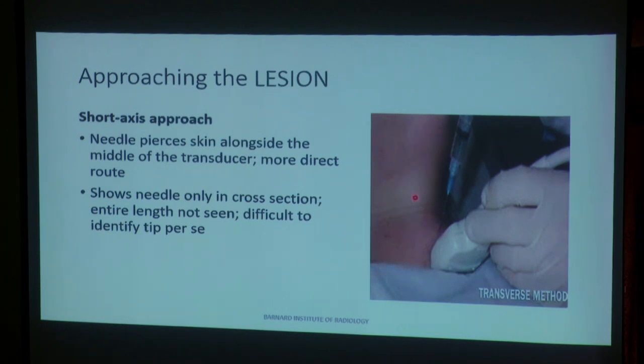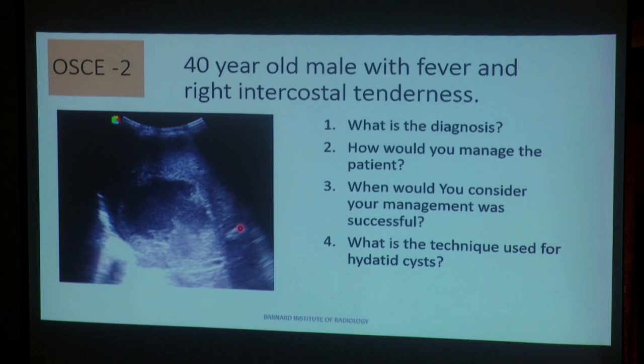So this is a short axis. It shows the needle only in the cross section. The entire length is not seen, and it is difficult to identify the tip.